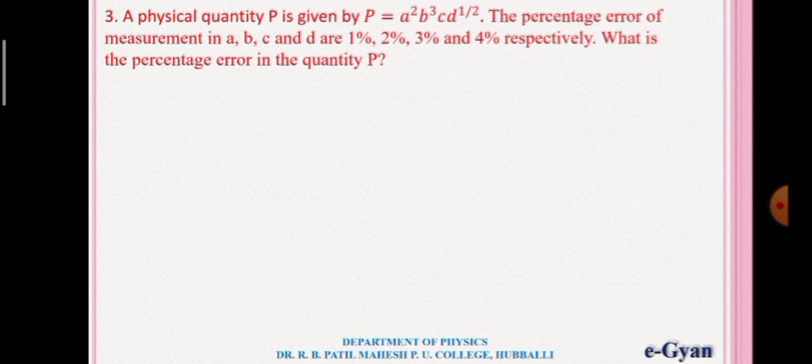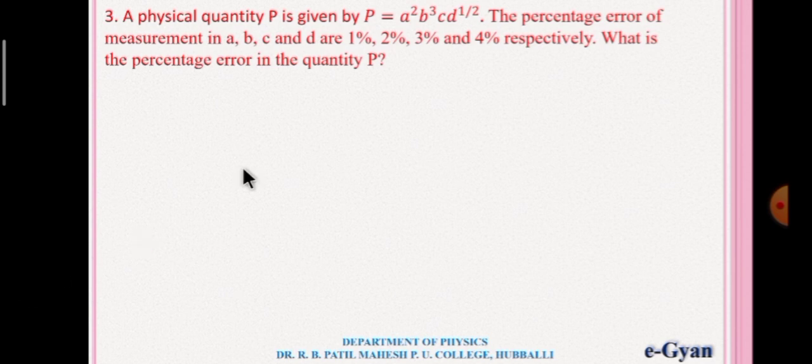Now let us move to question number 3. A physical quantity P is given by P is equal to A square into B cube into C into D to the power of 1 by 2. The percentage error of measurement in A, B, C and D are 1%, 2%, 3% and 4% respectively. What is the percentage error in the quantity P?